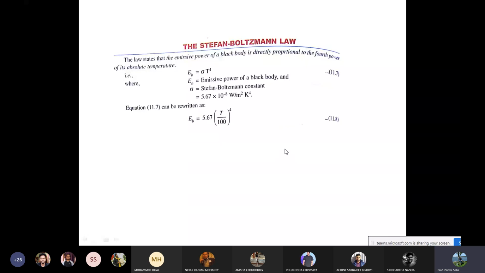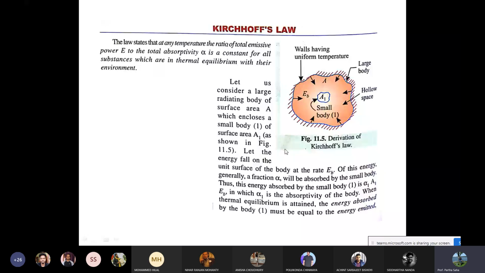Let's go to the next concept, that is Kirchhoff's law. The law states that at any temperature, the ratio of total emissive power E to the total absorptivity alpha is a constant, for all substances in thermal equilibrium.